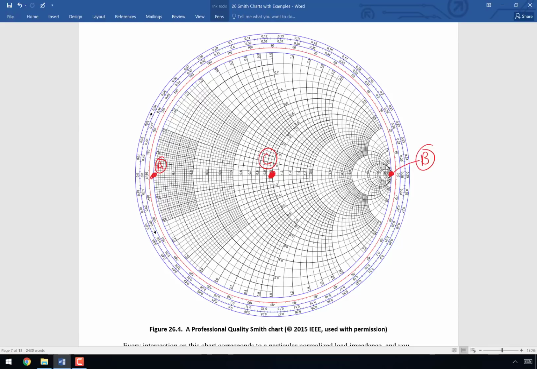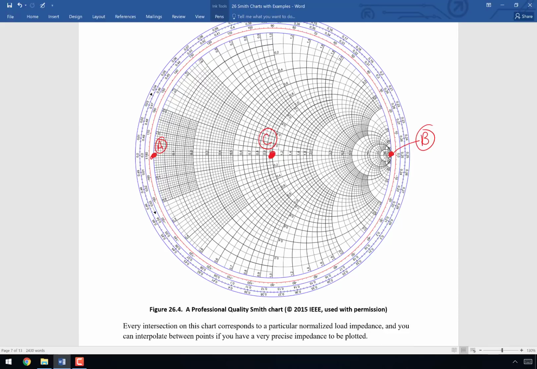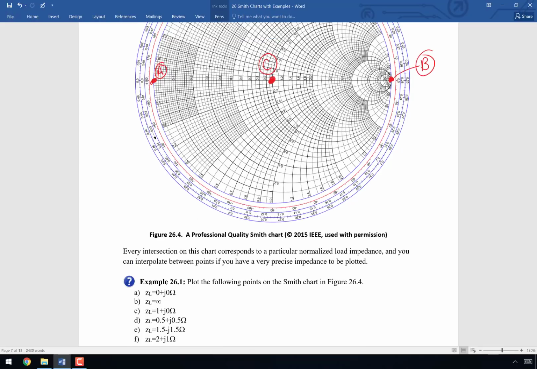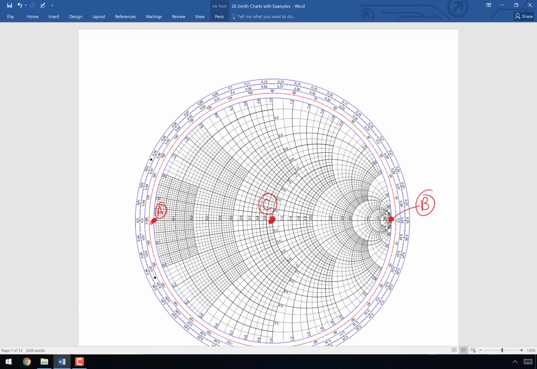Then we have 0.5 plus J 0.5. Let me just double check that that's what's on here. 0.5 plus J 0.5. So now I'm going to look for the 0.5 R circle, and that's this R circle right here. And it's plus J 0.5, so I know it's going to be in the top half plane. So I look at these numbers over here. That's 0.3, that's 0.4, that's 0.5. So I'm looking for a point that's along this arc. It's along that arc, and it's along that line, so it's this point right here. And I'm going to get rid of the intermediate things that I drew here, and I'm just going to leave that point behind because that is point E.